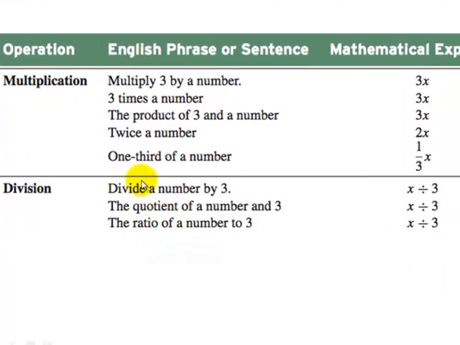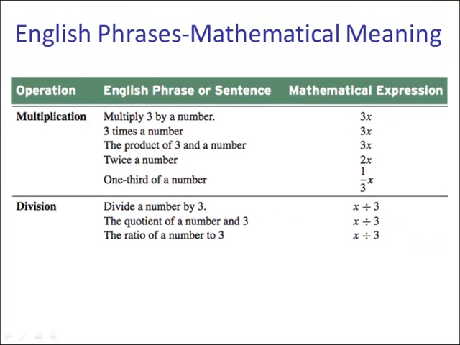Division, of course we can use the word divide. Quotient is very popular, so the quotient of a number and 3 is x divided by 3. And ratio of a number to 3 is x divided by 3.